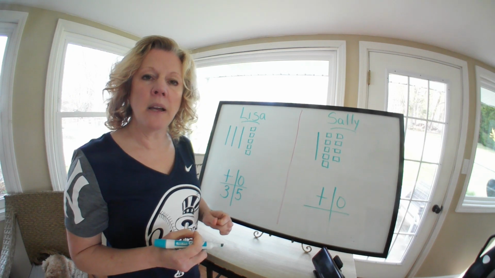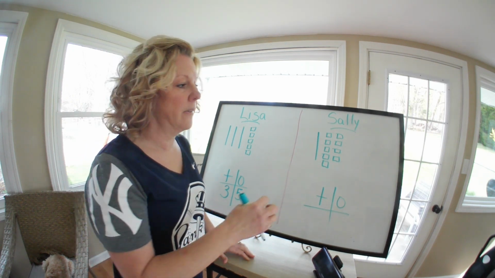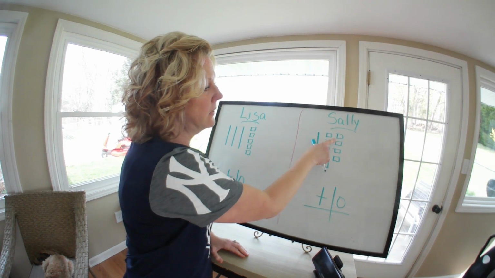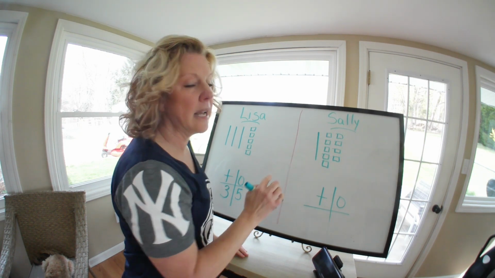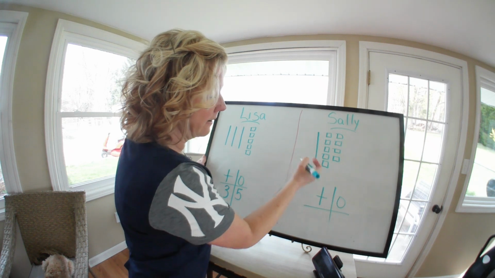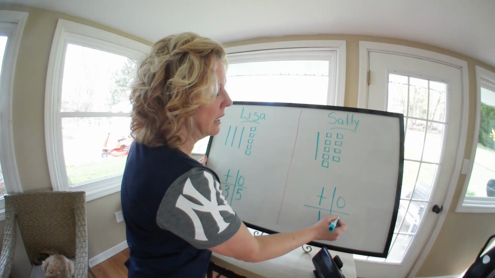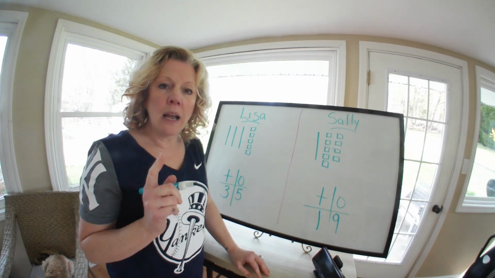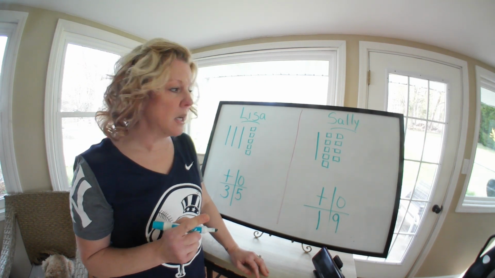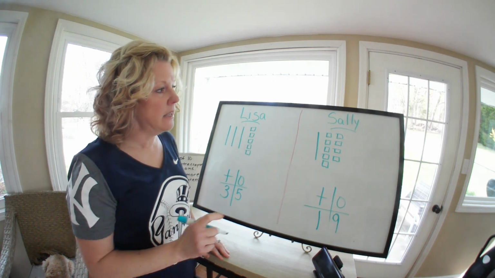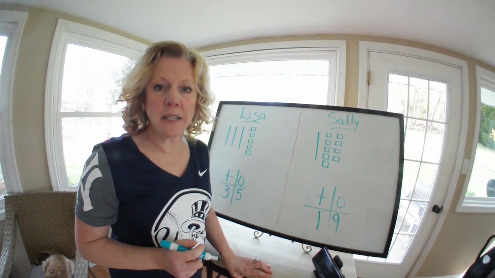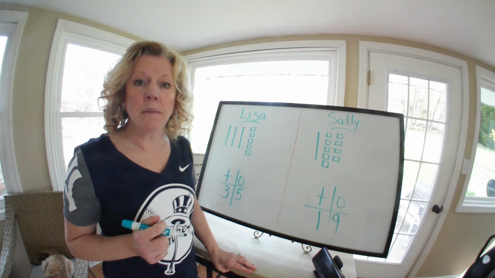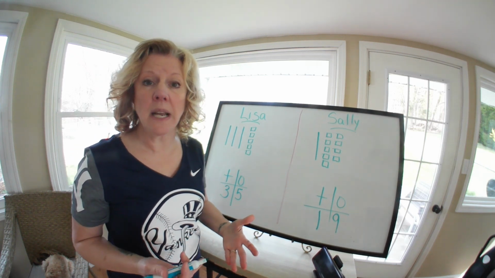So once you've done that, we need to count how many we have. So we have 10, 11, 12, 13, 14, 15, 16, 17, 18, 19. So I have 1 ten and I have 9 ones. Now, can you tell who has more? Lisa has 35, Sally has 19. If you said Lisa has more, you would be right because 35 is a bigger number than 19.